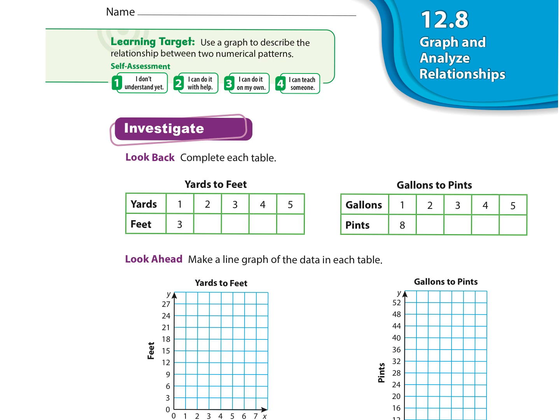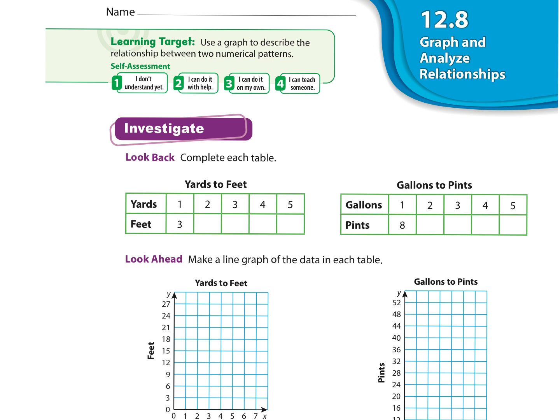Today we get to graph and analyze relationships. Whenever we are analyzing something, that means that we are looking closely or looking deeply. We are trying to interpret and understand it better. And when we talk about relationships, mathematically, what we're talking about is how two things are related to one another. So how one particular piece of data or piece of information can determine what happens to something else.